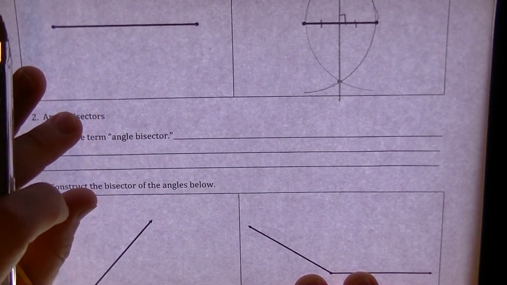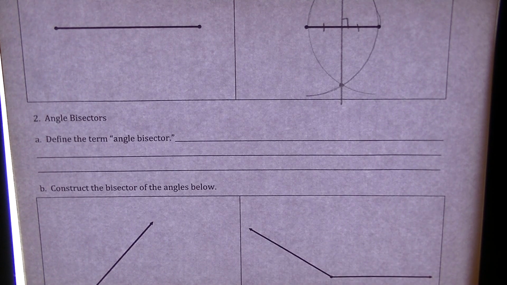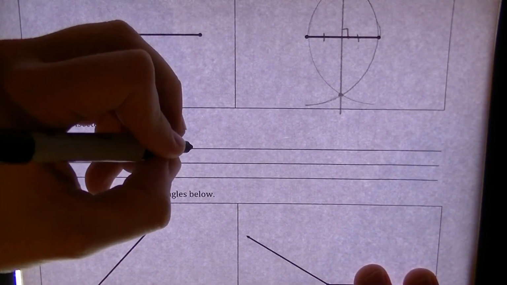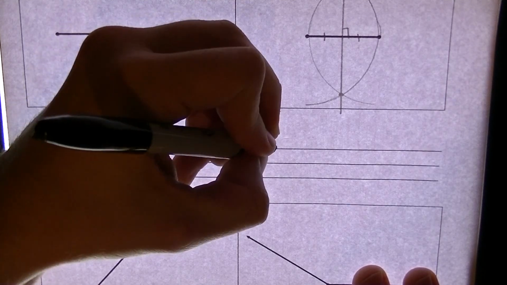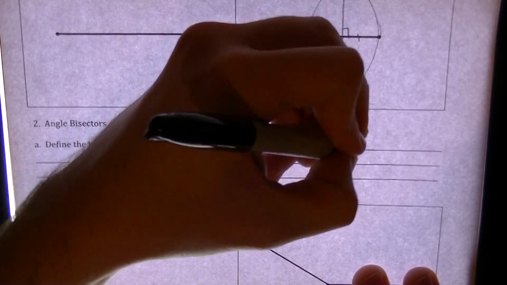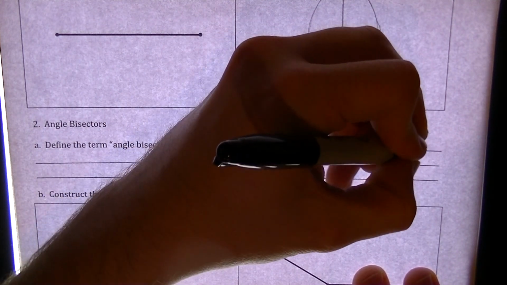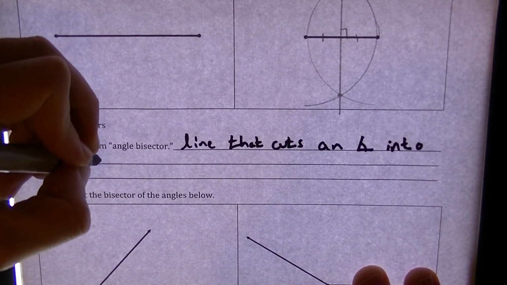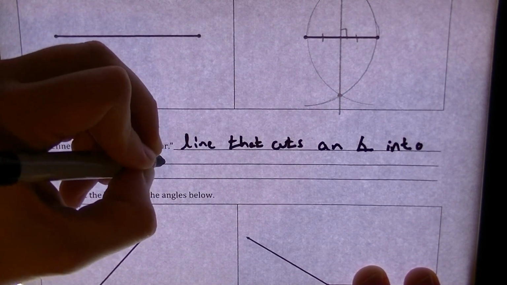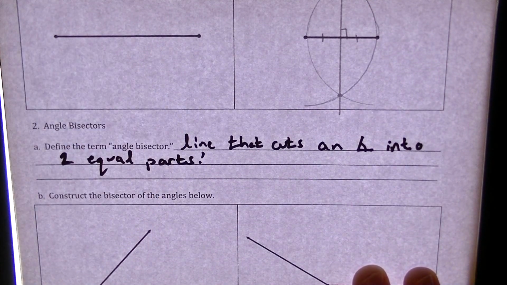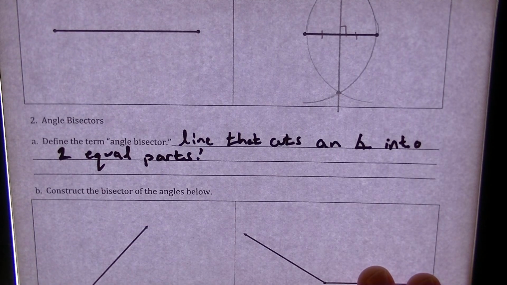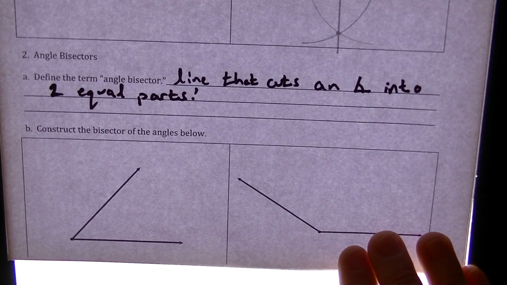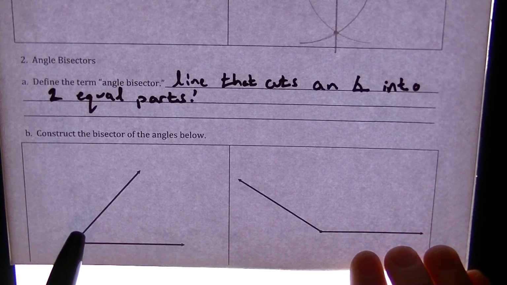Next, we've got the term angle bisector. An angle bisector is a line or line segment that cuts an angle into two equal parts. So an angle bisector is a line that cuts an angle into two equal parts. Here are two examples, two pictures that you can use to do angle bisectors on.